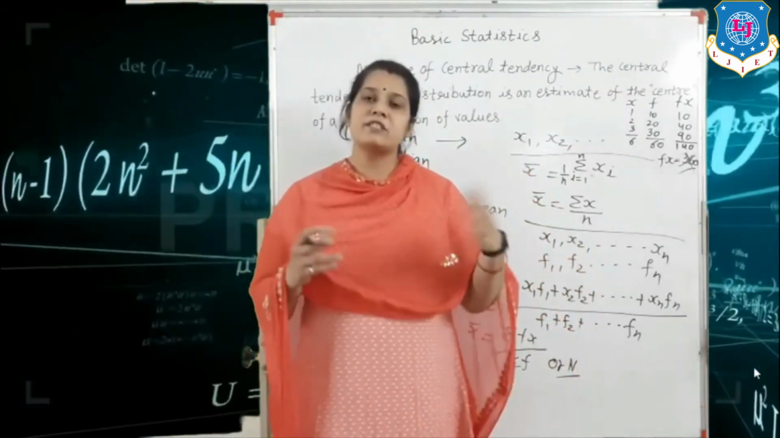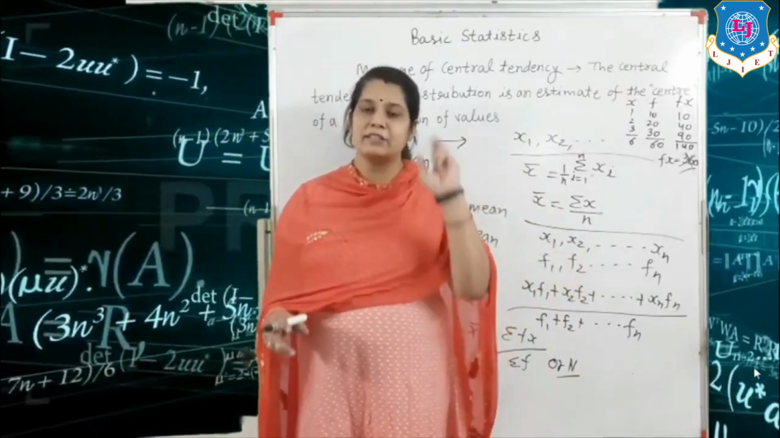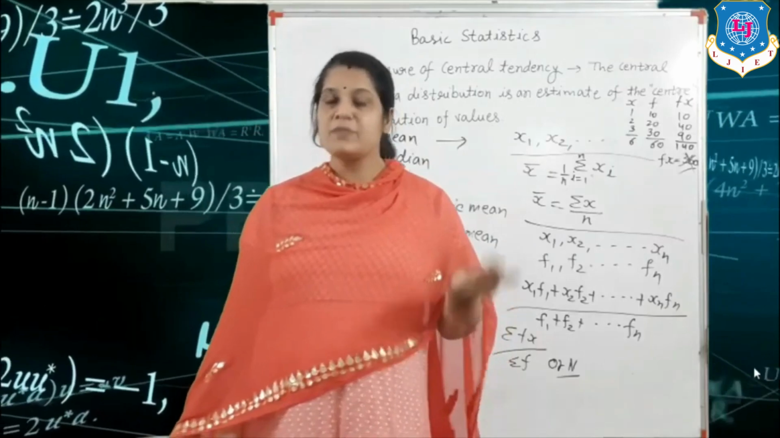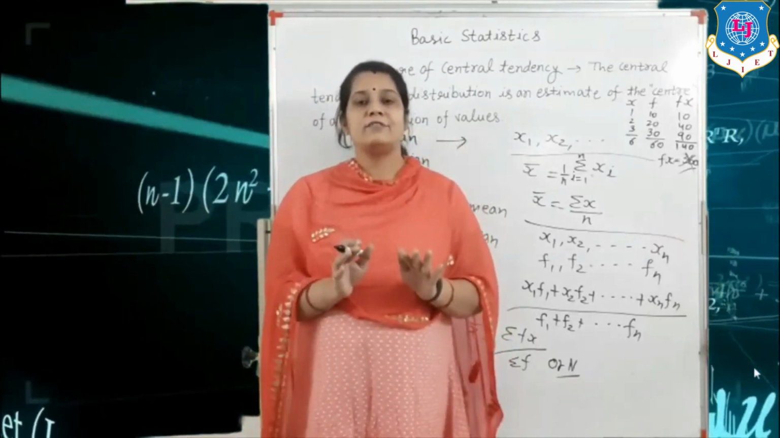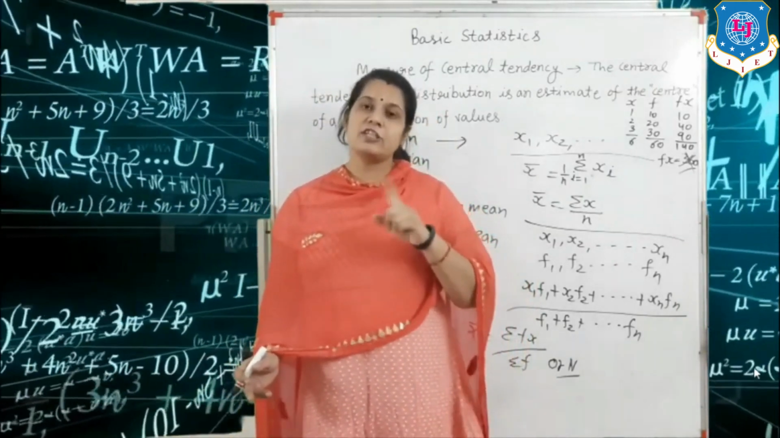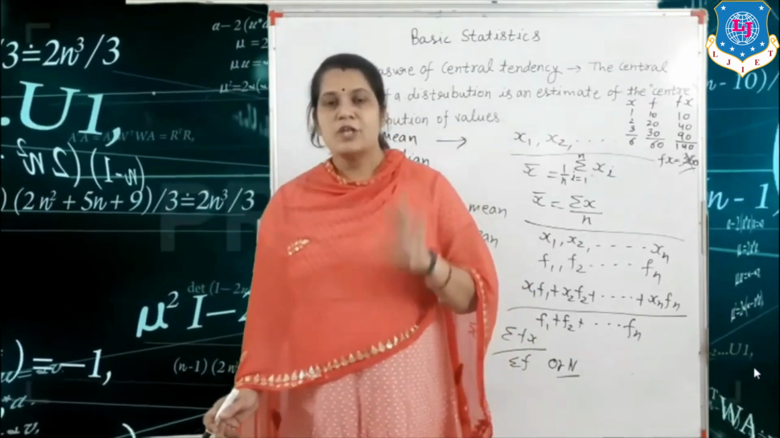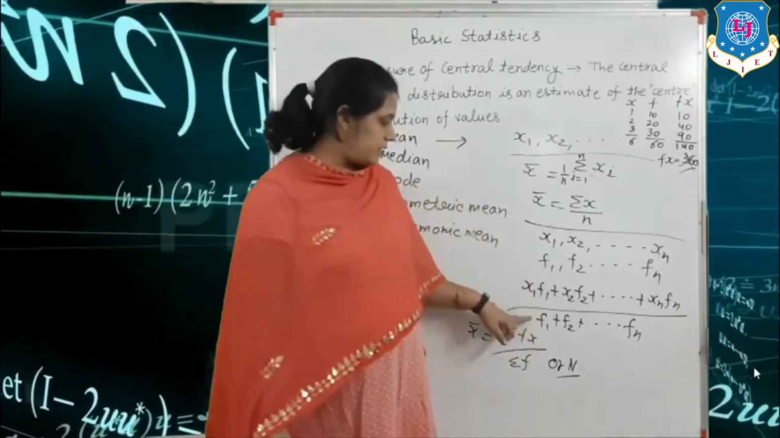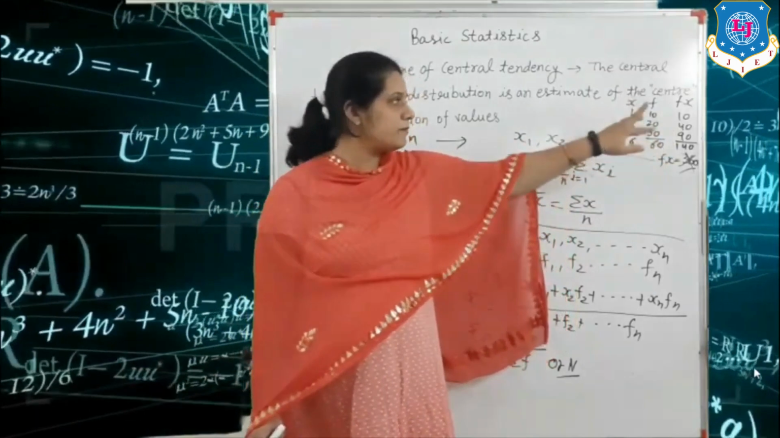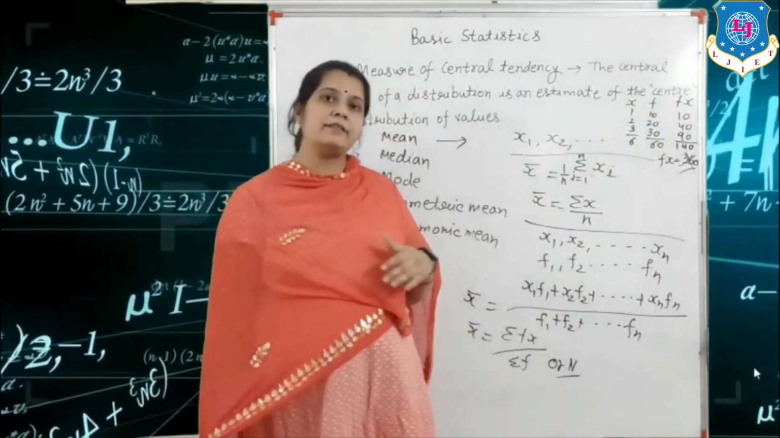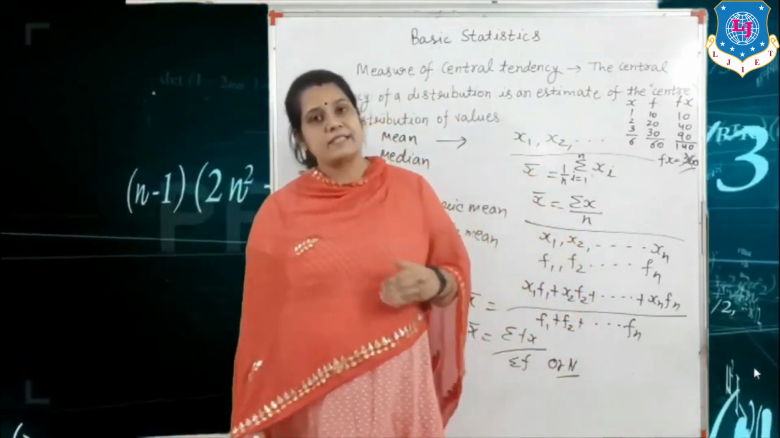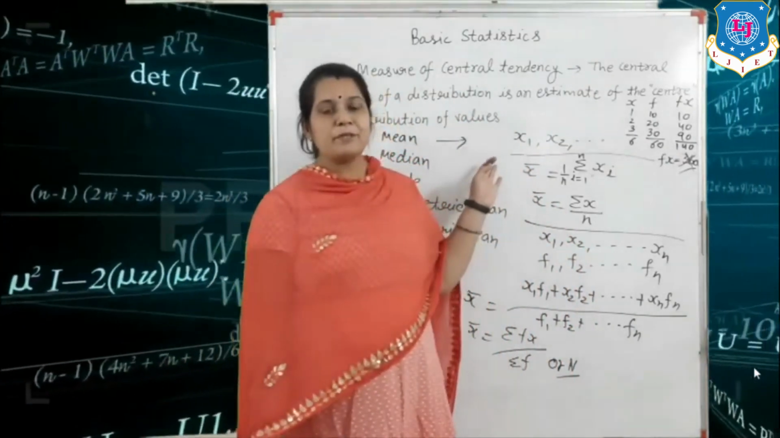So don't be confused about ungrouped and grouped data. You have two types of questions. If your question is given in the x form, always sum all these values and divide by the number of terms. And if your question is given in x and f both, then in the numerator you write the summation fx, and after that divide by the summation f, that means the sum of the frequency. So this is the example of the mean.